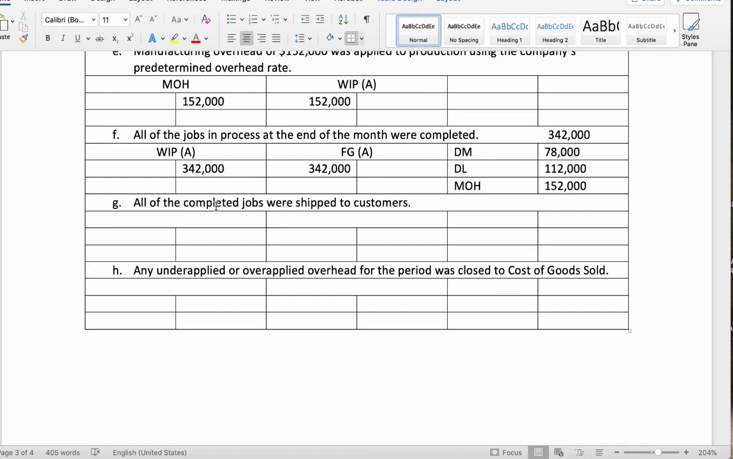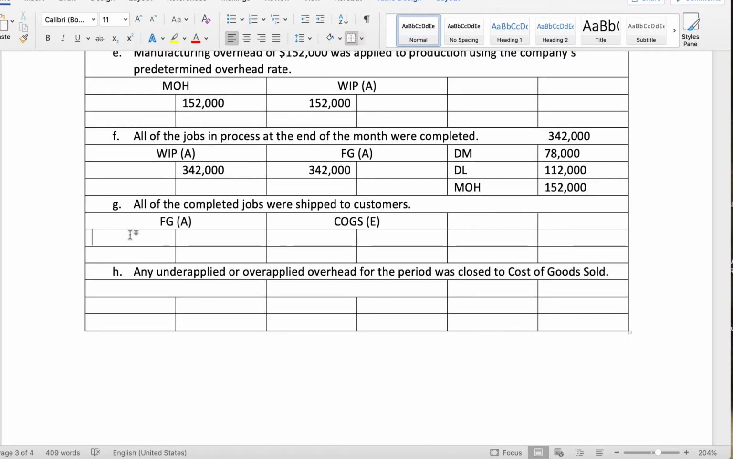So I need a finished goods account, which we know is an asset, and I need a cost of goods sold account, which I'm going to abbreviate as COGS. This is an expense account.